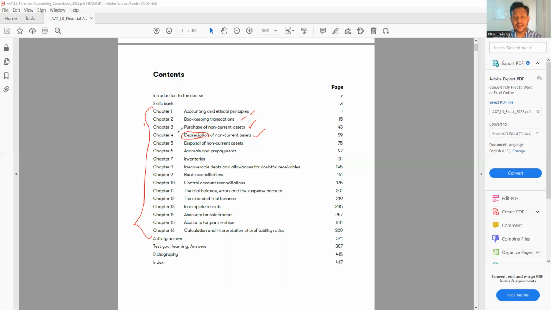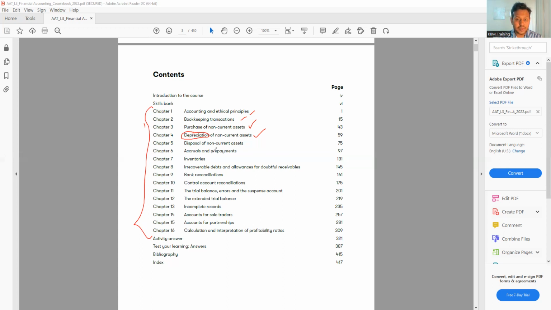For example, if I buy a car or if I buy a computer, I will not be able to use it forever, or maybe not be able to use it for 1,000 years. So after 10 years, 15 years, or 30 years, 40 years, I have to replace this asset. So that means every year there will be some value going down from this non-current asset, and we call it depreciation. So the process we follow to reduce the value of the non-current asset, we call it depreciation.